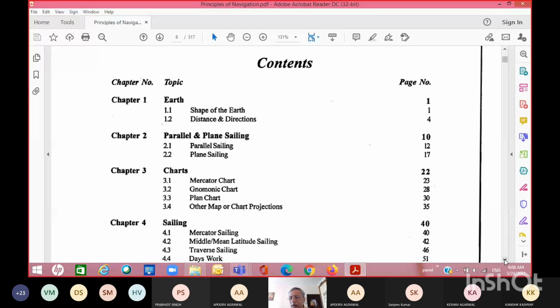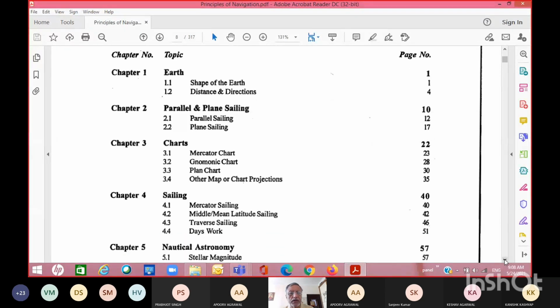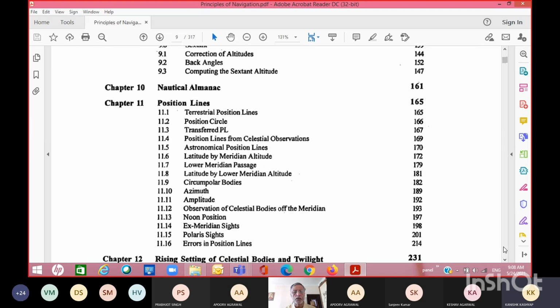Let's start with this one now. Small introduction, parallel plane sailing, and then we'll straight away go on to the solar system. Any questions, gentlemen, so far? No, sir. Okay.